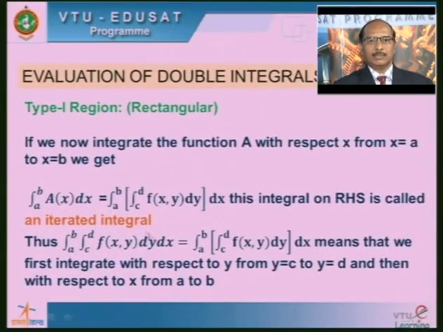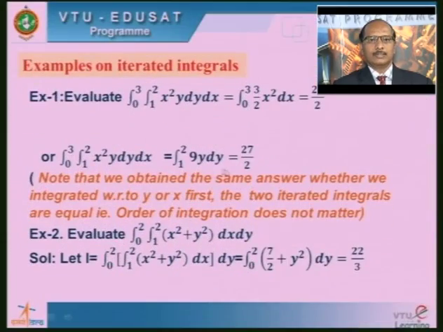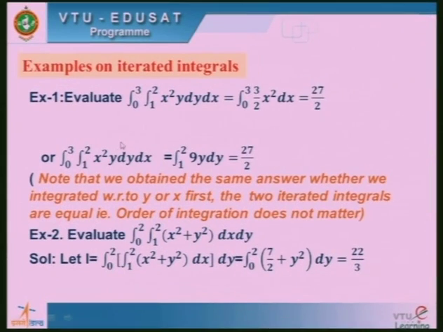First integration with respect to y, then integration with respect to x, or we can do the integration with respect to x first, then y. Let us see some examples here. To evaluate the problem, the integral 0 to 3 and 1 to 2 of x square y dy dx. As per the problem, dy is the first integration. So its limits are y is equal to 1 to y is equal to 2.